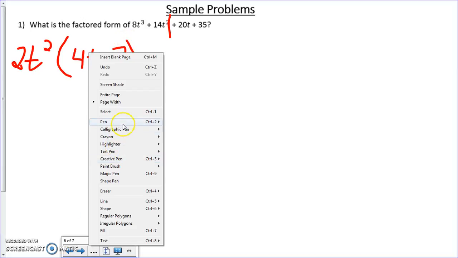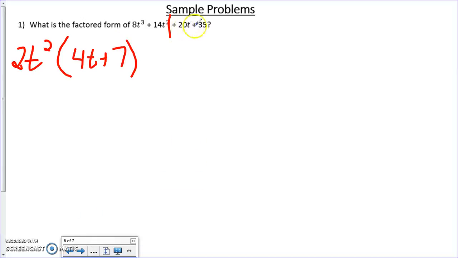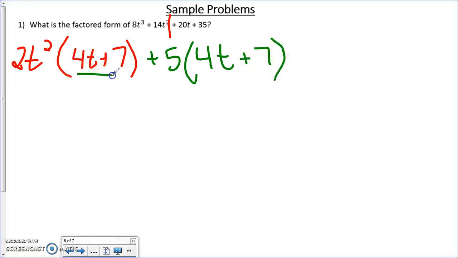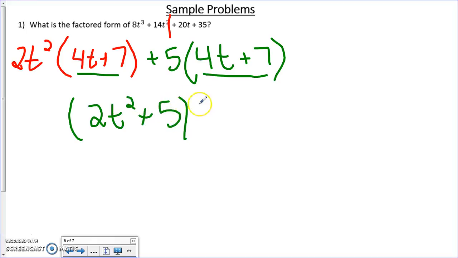Now I look at the other group of two terms. I have 20t plus 35. My GCF is going to be positive 5. When I factor out a positive 5, I'm left with 4t plus 7. And I know I'm correct here, and I can go straight to my final answer because my common binomial factor is 4t plus 7. So my final answer is going to be 2t squared plus 5 times 4t plus 7.